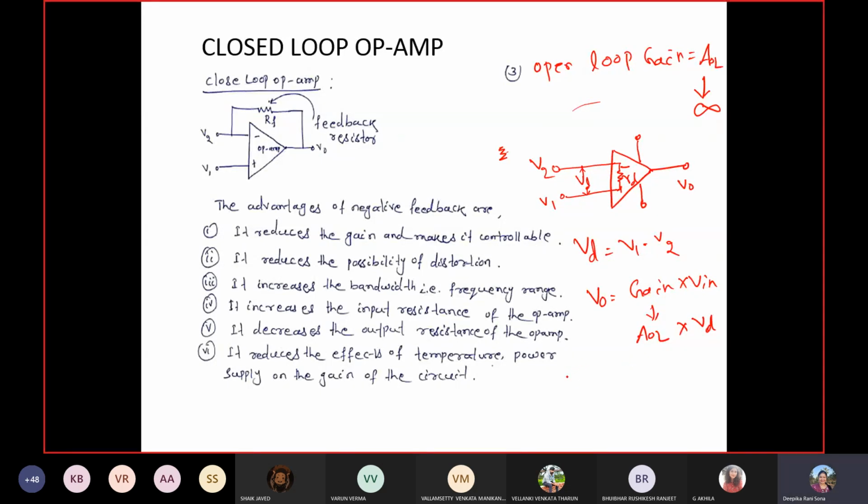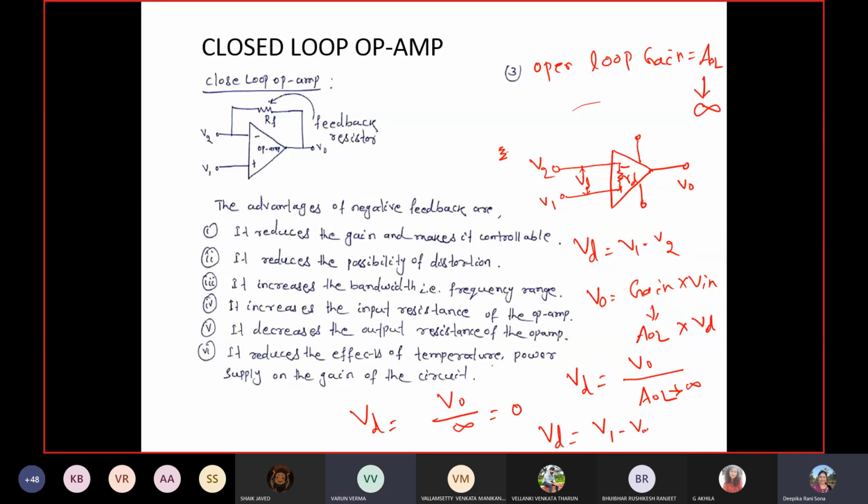If I write VD alone, what should be the equation for VD? V0 divided by gain, AOL. AOL represents the open loop gain, right? Now this is infinite. So what is the value of VD? 0. So what is VD again?